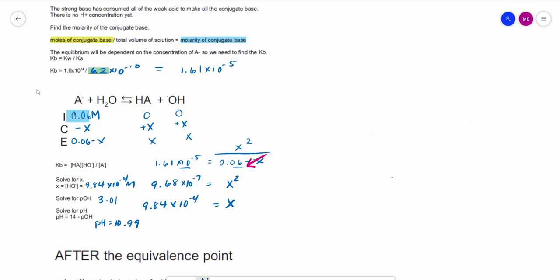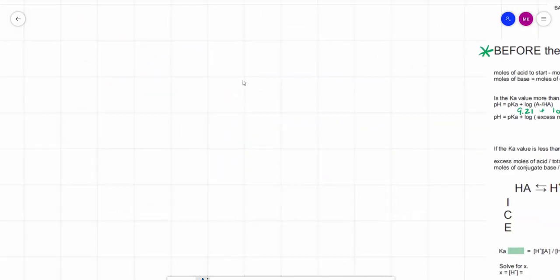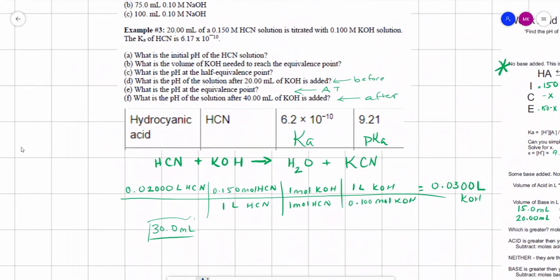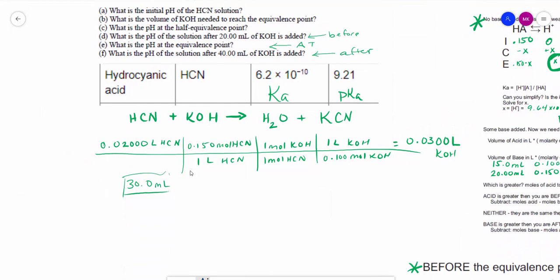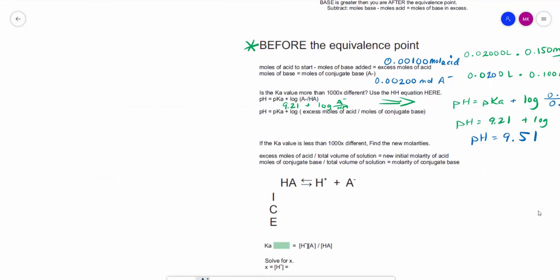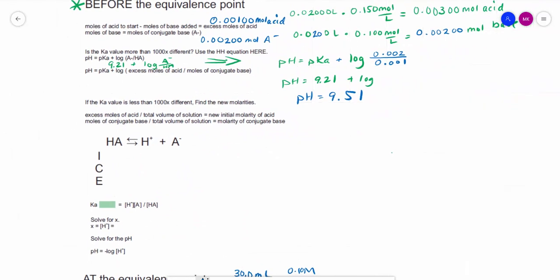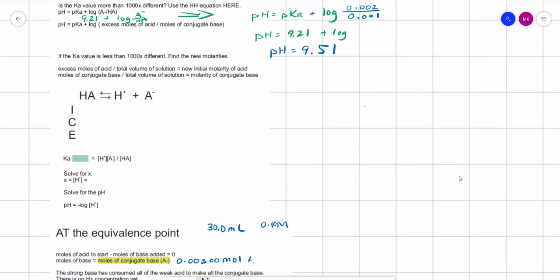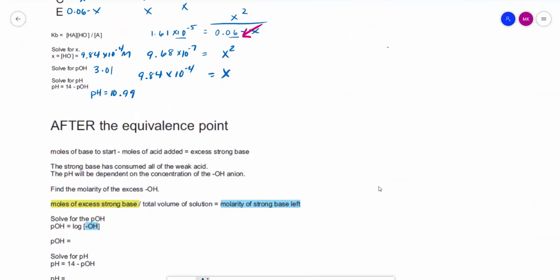So now the next part of the problem, that was at the equivalence point. What's the pH of the solution after 40 milliliters of KOH is added? Well, when 40 milliliters of KOH are added, then we are beyond the equivalence point. So we have 20 milliliters at 0.05. We have 0.003 moles of acid. So let's remember that value.